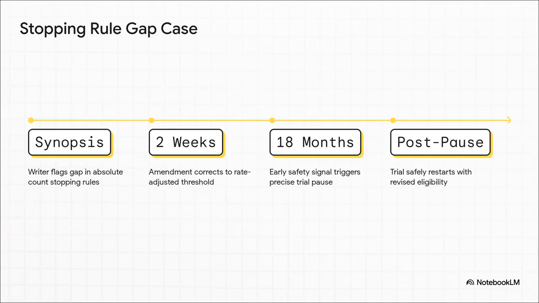Check out this real-world timeline because it brilliantly shows why nailing those safety sections early is a total game changer. At the synopsis stage, a sharp writer caught a gap in the stopping rules. The threshold was set in absolute counts instead of being rate adjusted. Just 2 weeks later, boom, an amendment goes through. 18 months into the trial, a safety signal actually pops up. But because of that early fix, the trial paused exactly as intended, the team reviewed the signal, and they safely restarted. Catching that one stopping rule gap literally saved an 18-month oncology program from a devastating clinical hold.